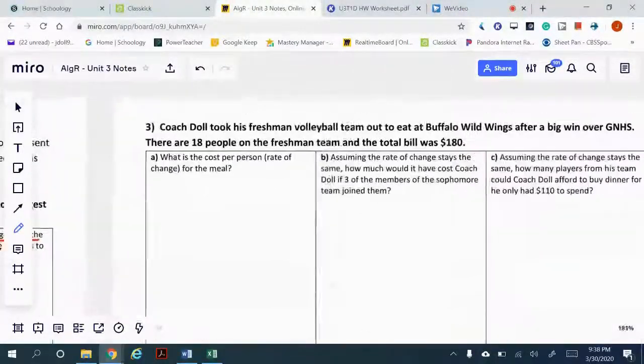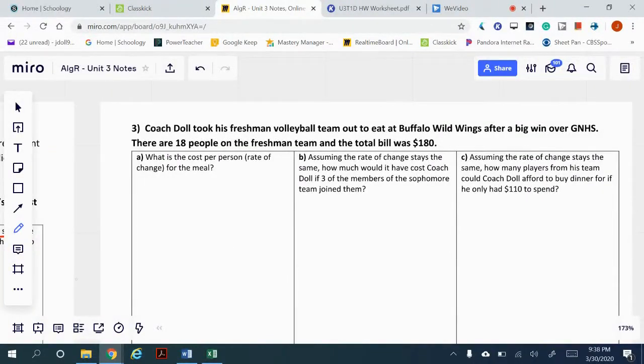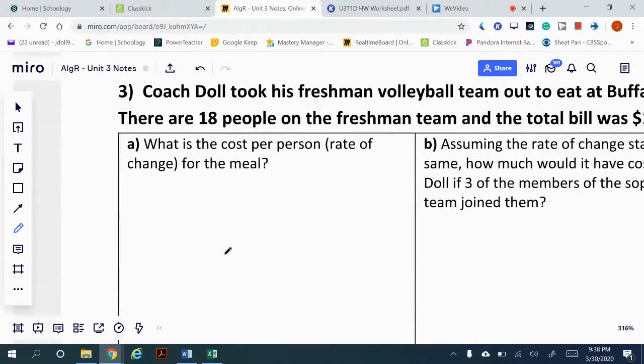and that's 3A. So Coach Dahl took his freshman volleyball team out to eat at Buffalo Wild Wings after a big win over Grayslake North High School. He had 18 people on the freshman team, and the total bill was $180. What was the cost per person for the meal? So we're talking about money per person. And again, notice person is singular.